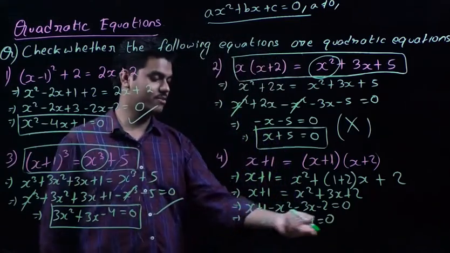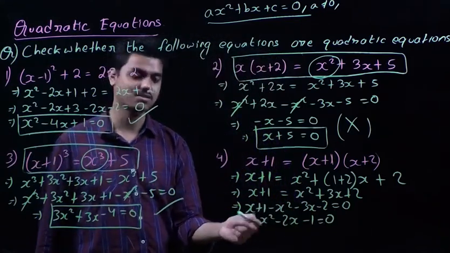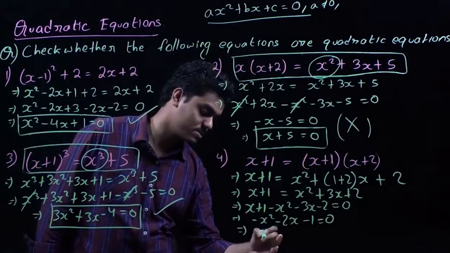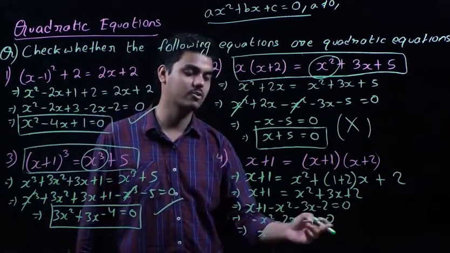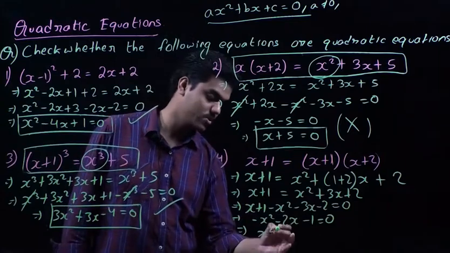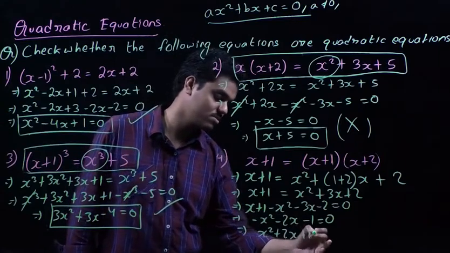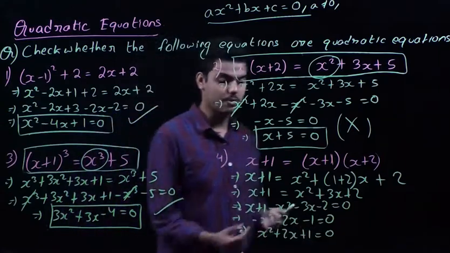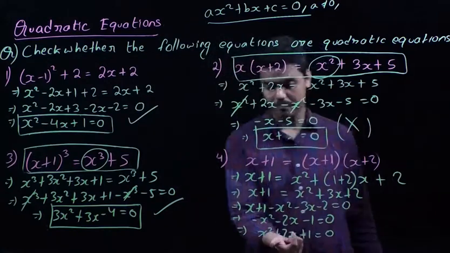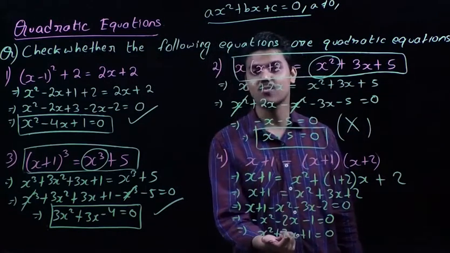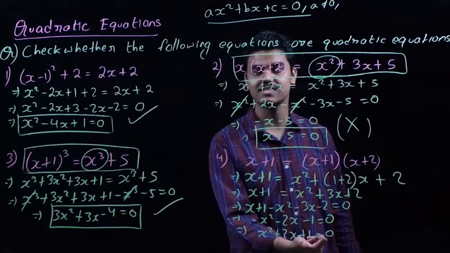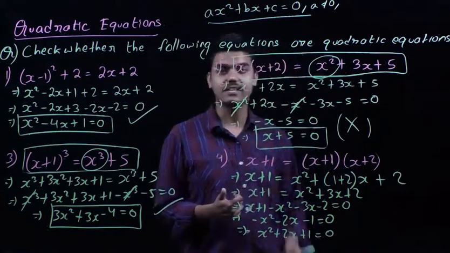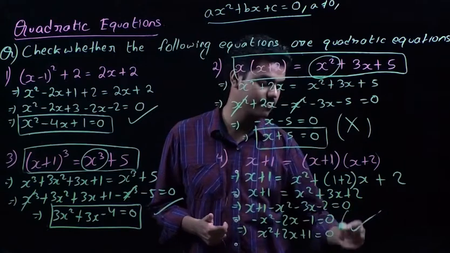What you can do is make the x square term positive. So this becomes x square. I am just multiplying the whole equation by minus 1. So x square plus 2x plus 1 equals 0. So in that case, what is A? A is 1. What is B? B is 2. What is C? C is 1. Is this a quadratic equation? Yes, this is a quadratic equation.